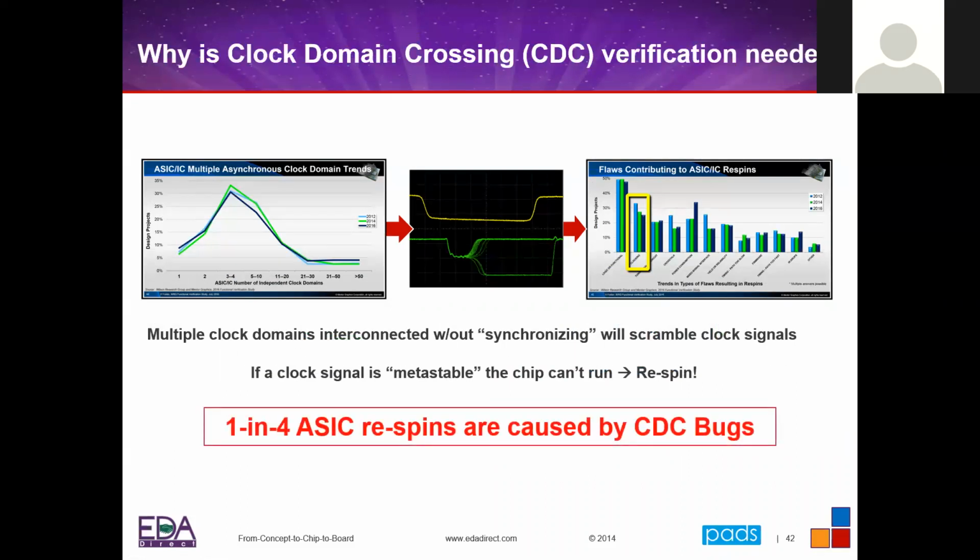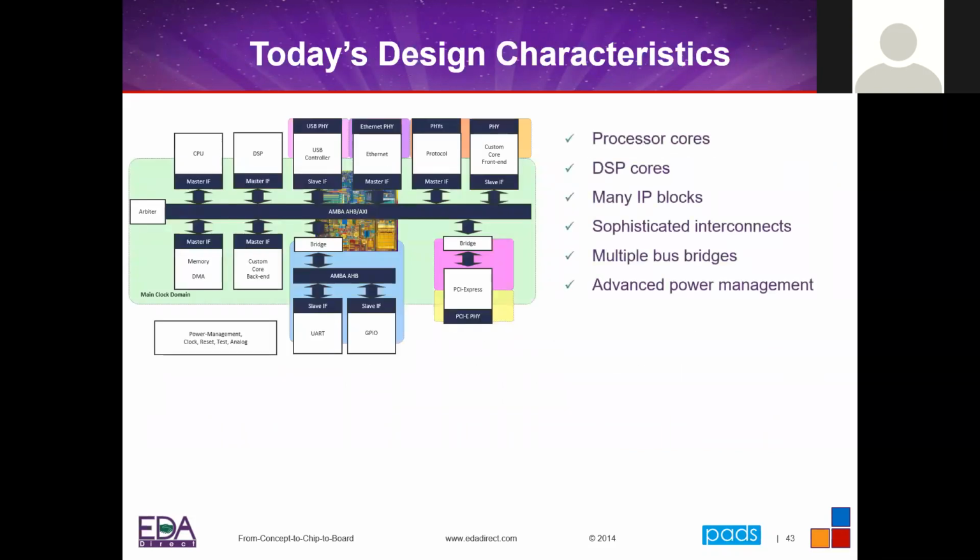So 1 in 4 ASIC respins are caused by CDC issues. If you look in the FPGA world, there's probably a whole lot of asynchronous issues. If you're using your modem or your wireless at home and it flakes out on you, good chance that that's some sort of an asynchronous issue. When you have these issues that just kind of show up once in a while and you don't know what's going on, it's a good chance that that's due to asynchronous problems.